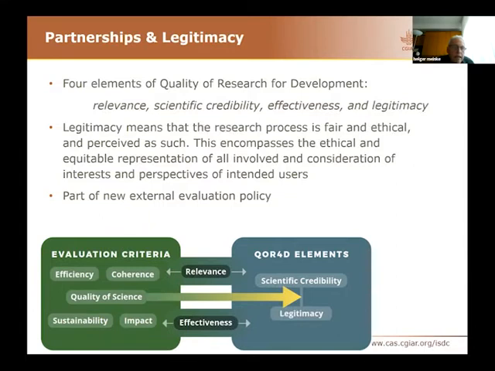And one that really stands out is legitimacy, because legitimacy in this context means that the research process is fair and ethical and is perceived as such, and that perception really matters as well. And this encompasses the ethical and equitable representation of everybody involved and consideration of the interests and perspectives of all of the intended users. And this will form part of the new external evaluation policy for OneCGIAR.